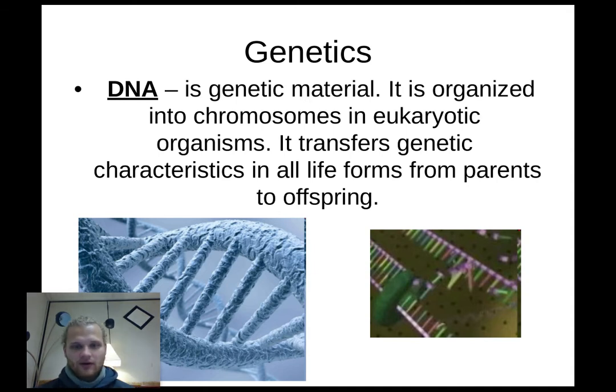In eukaryotic organisms, it transfers genetic characteristics in all life forms from parent to offspring. So we pass down this DNA from parent to offspring, whether it be asexual reproduction or sexual reproduction. And so the offspring are always going to resemble their parents in some way.